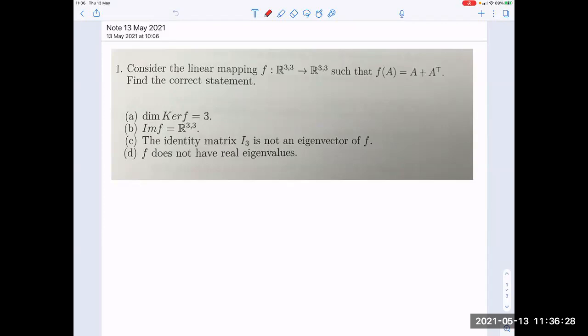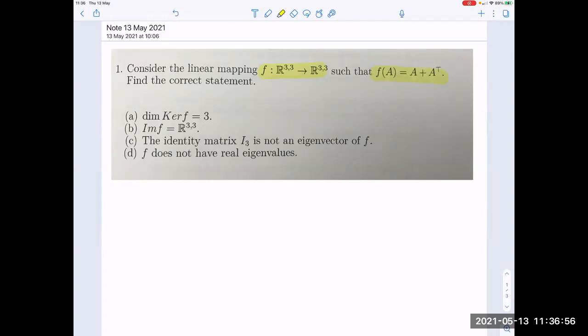Okay, so we have one suggestion here, but only one. It's good to have at least one suggestion, but I'd like to have a little bit more. What we are given here is a map from R^(3x3) to R^(3x3). So we are sending 3 by 3 matrices into 3 by 3 matrices by performing this trick.